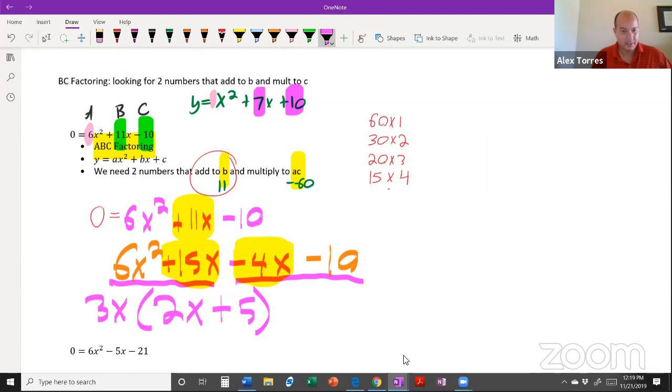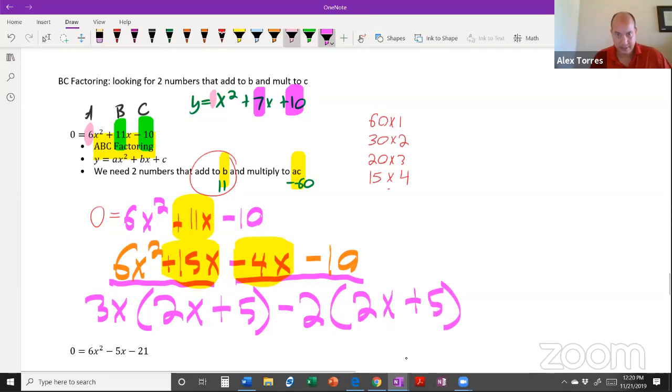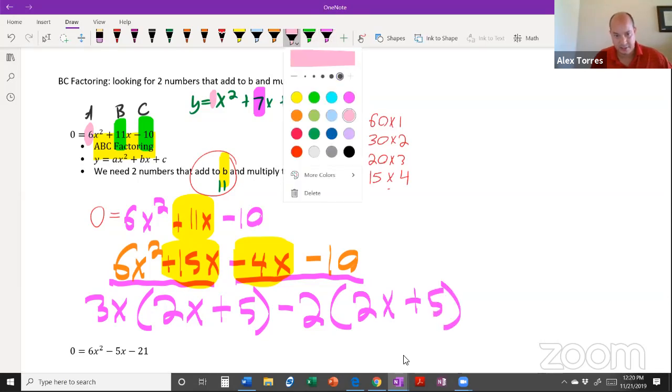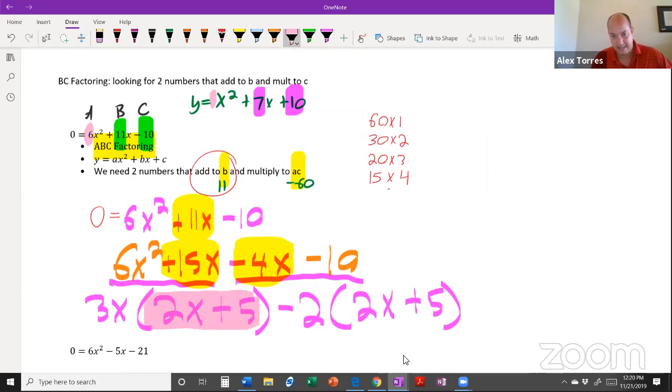-4x and -10, they both have a factor of 2 or -2. So let's take out the -2. If we had tried +2, we would notice that the parentheses don't match and we'd have to start over, but we're just kind of going through a little fast here. And you have to have 2x plus 5 again. So like I said earlier, at this stage, these two guys must match, and they do indeed match.